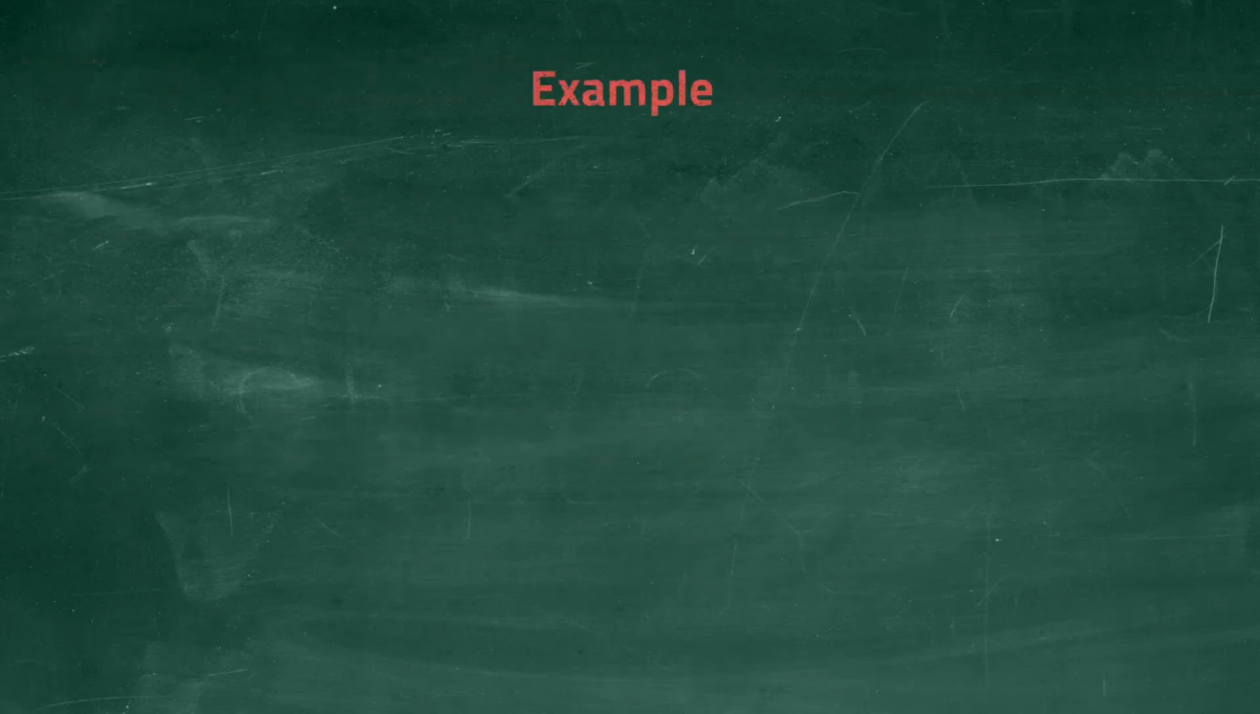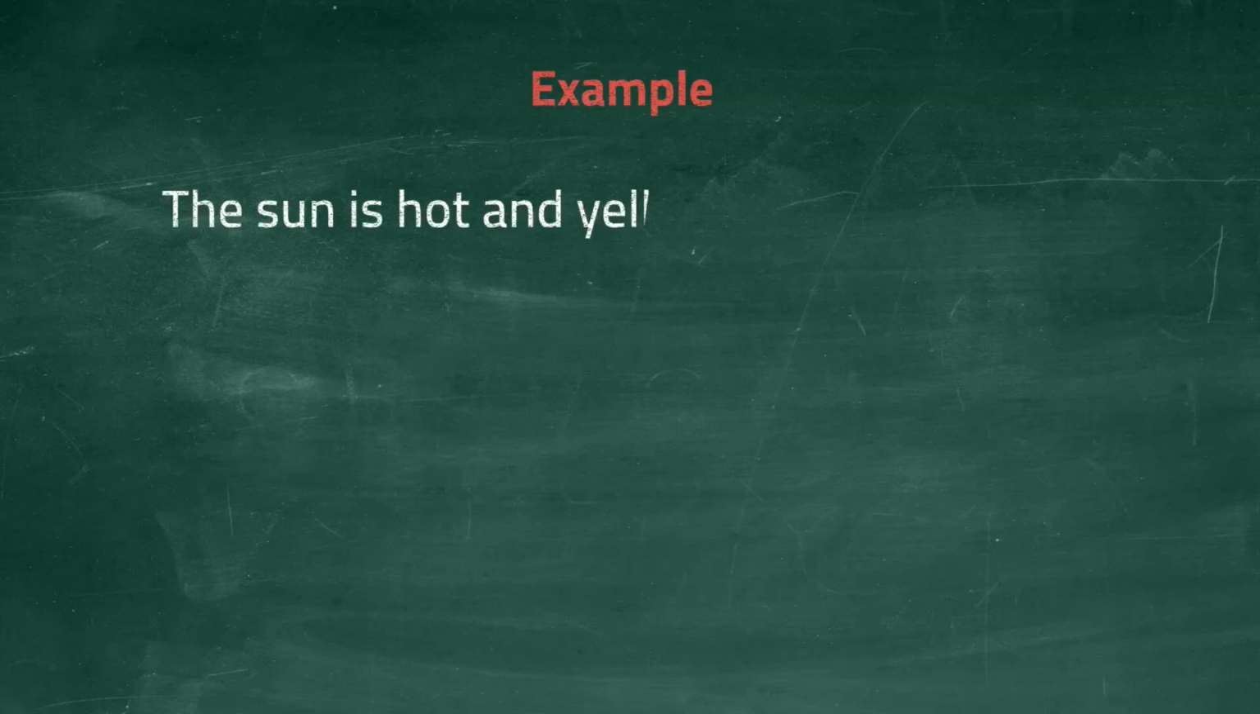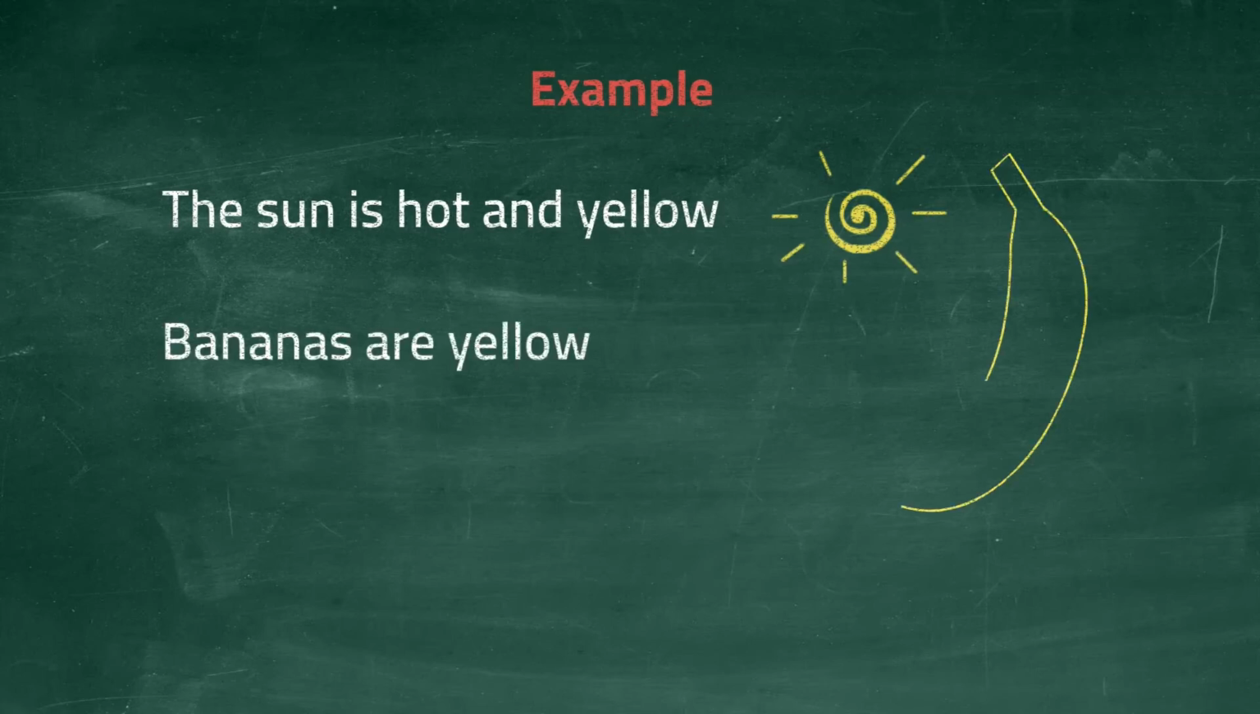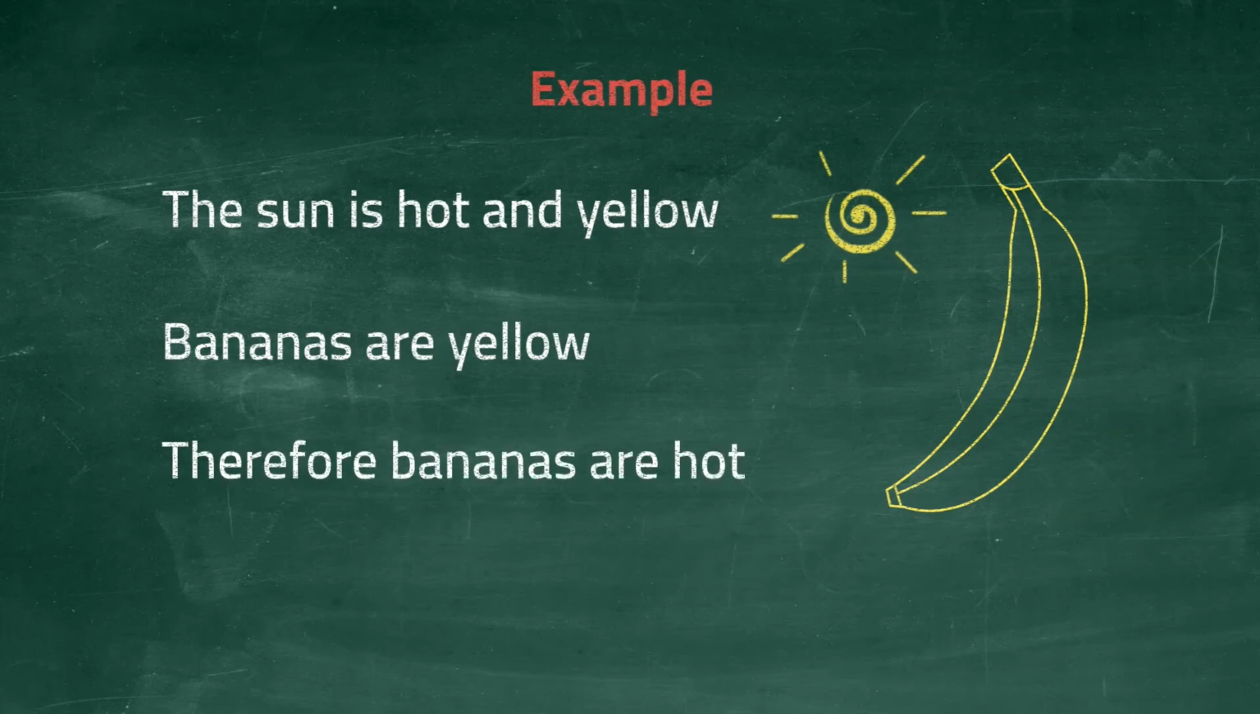The final example concerns things that are yellow. The sun is hot and yellow. Bananas are yellow. Therefore, bananas are hot. Yes, both the sun and bananas are similar in color, but they have some important differences. The sun is a star and the banana is a fruit.